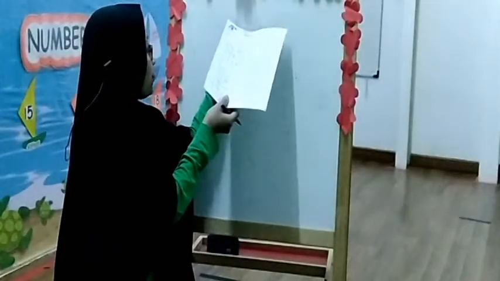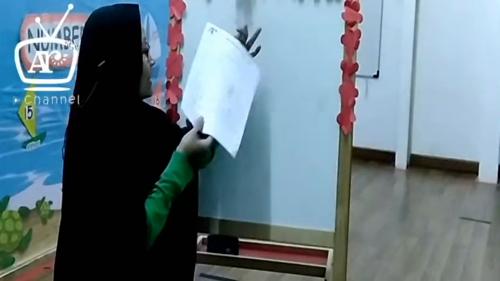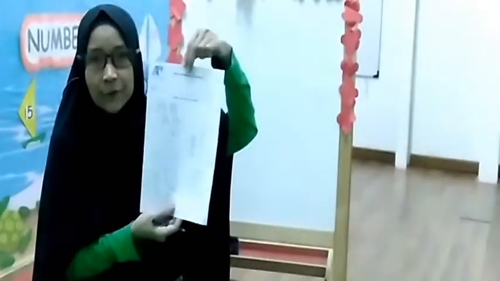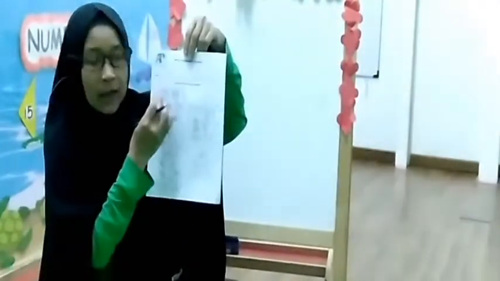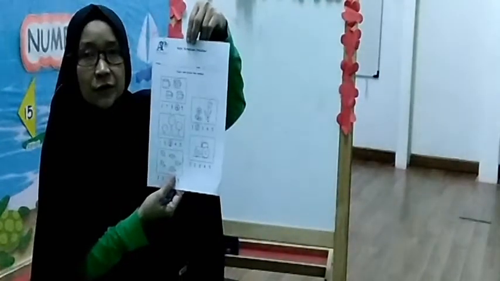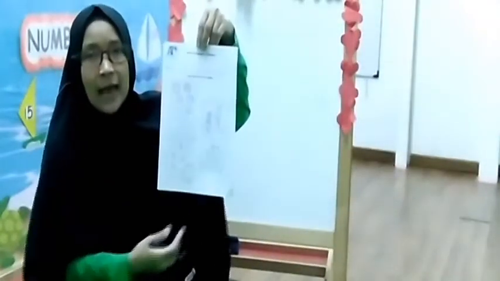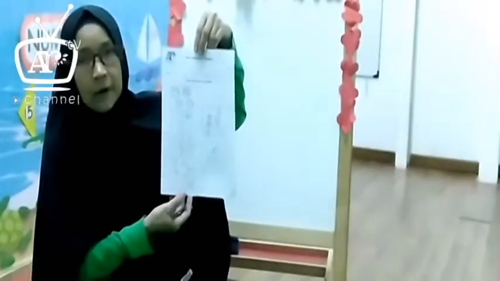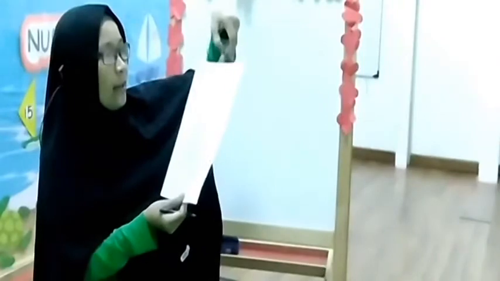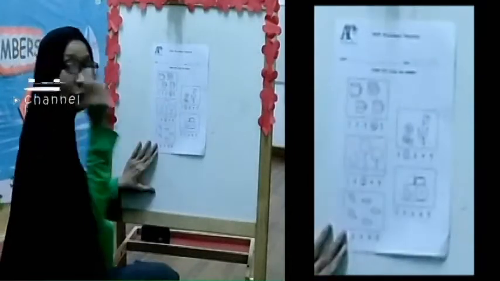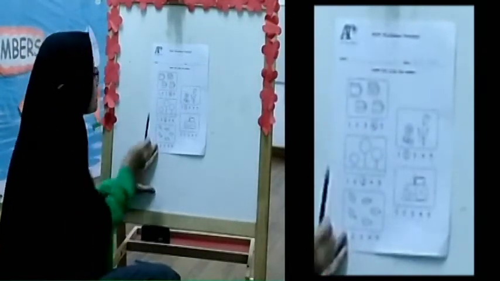Now, I will give you the worksheet. Here you are. You have to count the glass, flower, tree, leaves, and shrub in this picture. And after that, you have to circle the number. Let's see me. For the first one, let's count together how many glass we have.